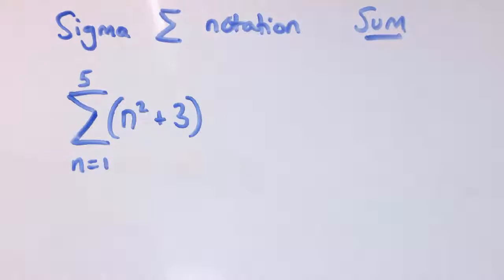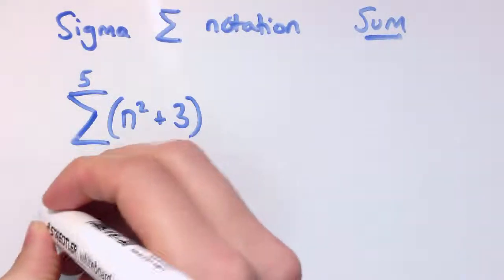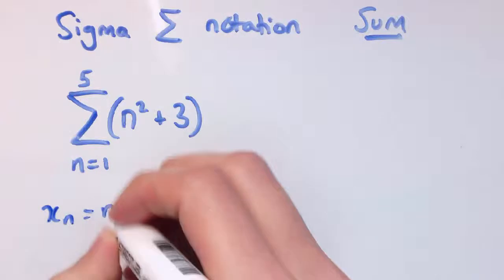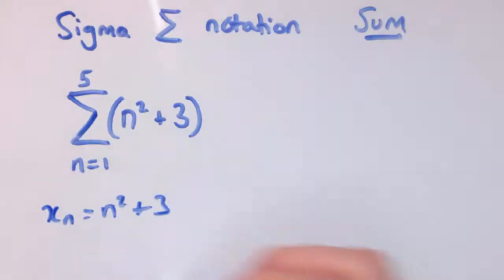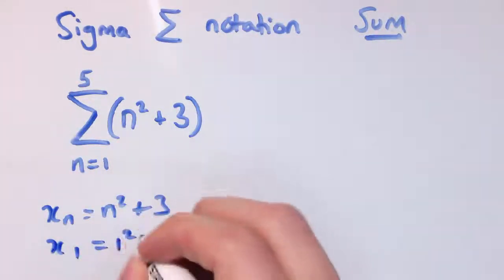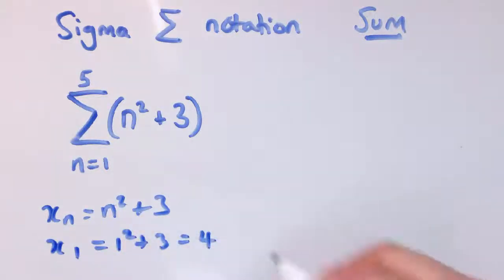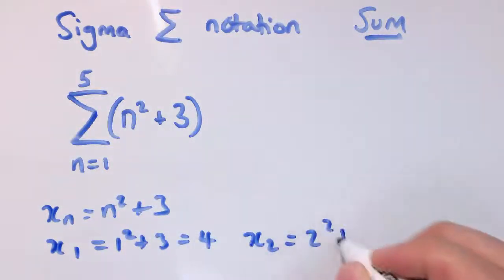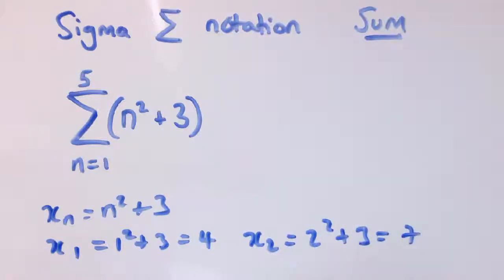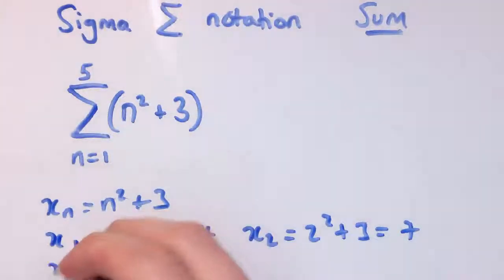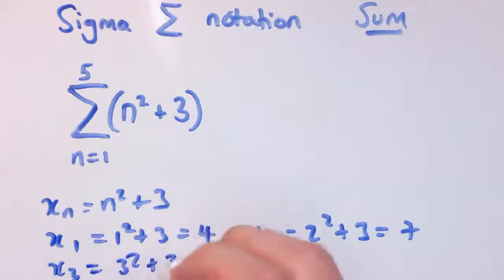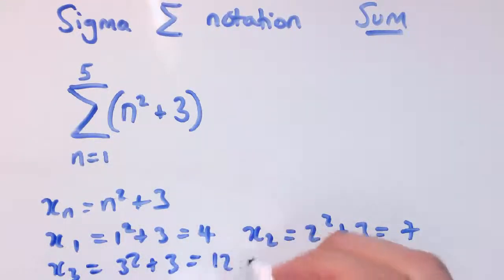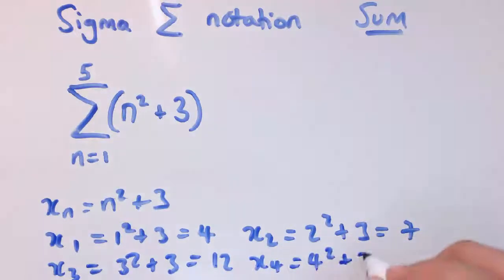So this one is just n squared plus 3. That's again a sequence. If it was x_n equals n squared plus 3, then we'd have x1 is 1 squared plus 3, so that's 4. x2 is 2 squared plus 3, so that's 7. x3 is 3 squared plus 3, which is 12. x4 is 4 squared plus 3, which is 17, etc.